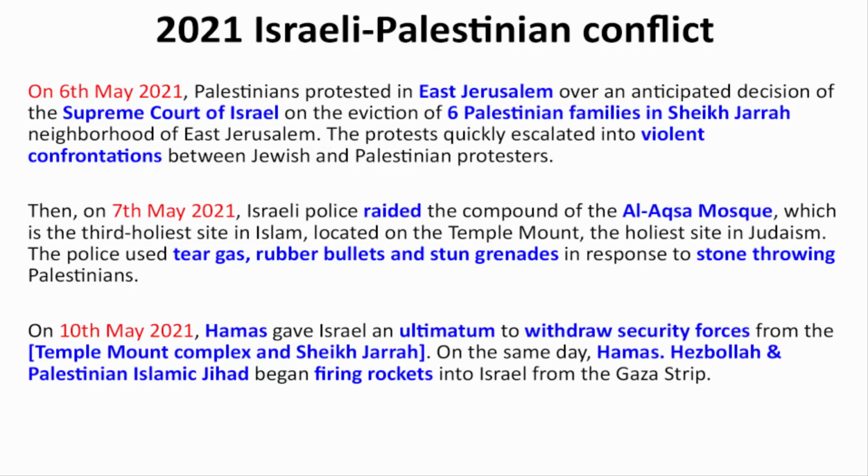So these are the three primary reasons that triggered the 2021 Israeli-Palestinian conflict. The first one is property dispute in Sheikh Jarrah, the second one is Israeli police raid in Al-Aqsa mosque, and the third one is Hamas firing rockets on Israel. Now let's analyze these three situations one by one.